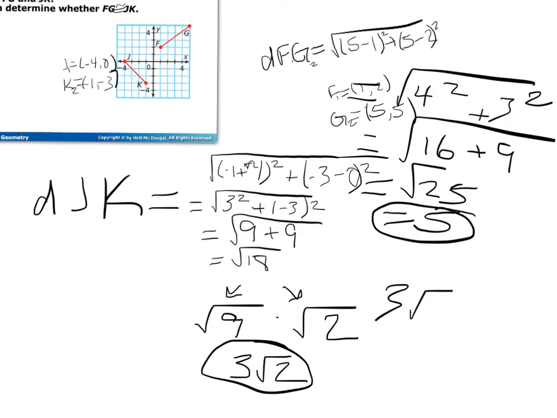3 square root of 2 does not equal 5, so they are not congruent. This was a lot of work just for one problem, but it's going to get easier later on. So 5 was the distance for FG. 3 square root of 2 was the distance for JK. Those two are not congruent.